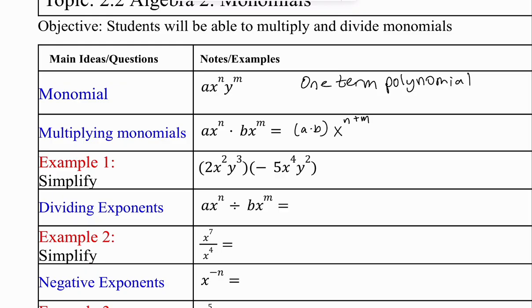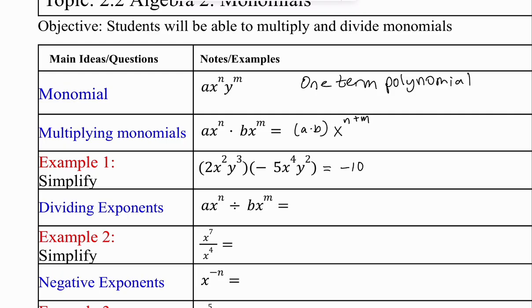Two negatives multiplied together gives you a positive. Only one negative will stay negative. You've got to remember those rules as well. So in our first example, you want to separate the 2 and the -5, and do that multiplication first. 2 times -5 is -10. So pull those numbers out first.